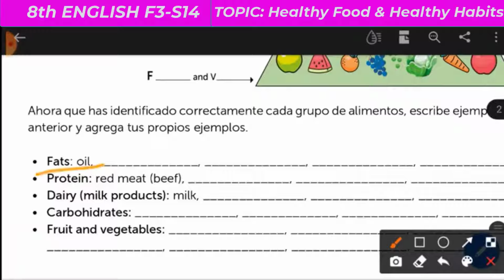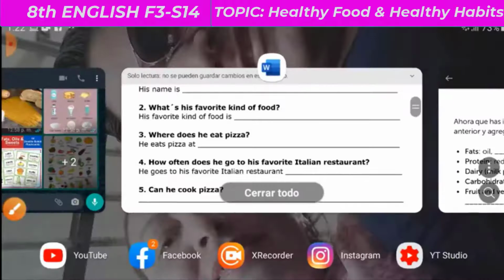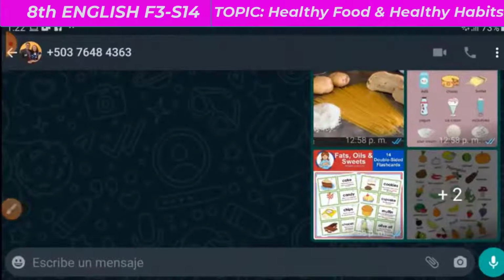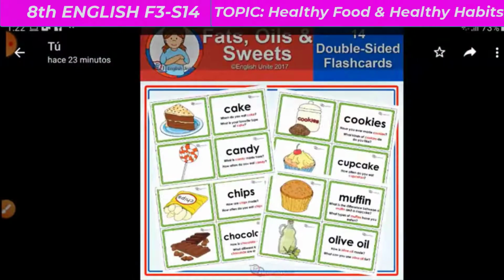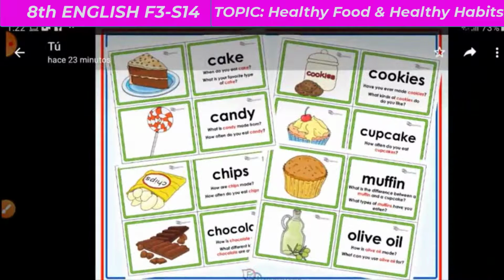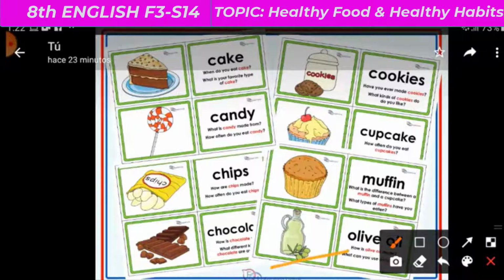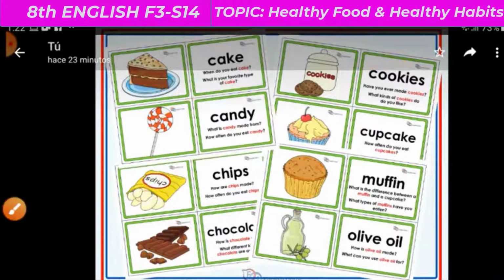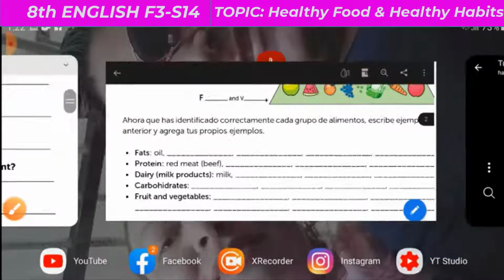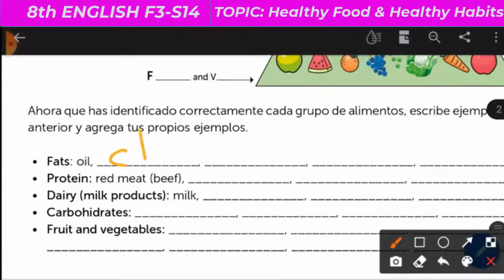For example, here in the fats you have oil. Let's see some more examples on fats. Here on fats you can write, for example, see, these are examples of fats. You get oil, you get, for example, chocolate, yes, chips, candy, cookies. Those are fats. So you can write here, besides oil, chips, yes, cookies, yes, chocolate, whatever.